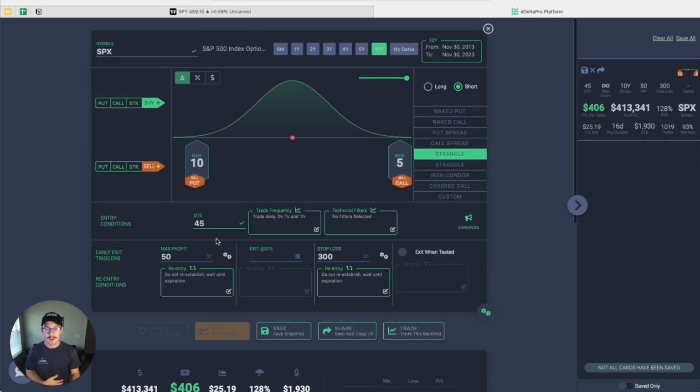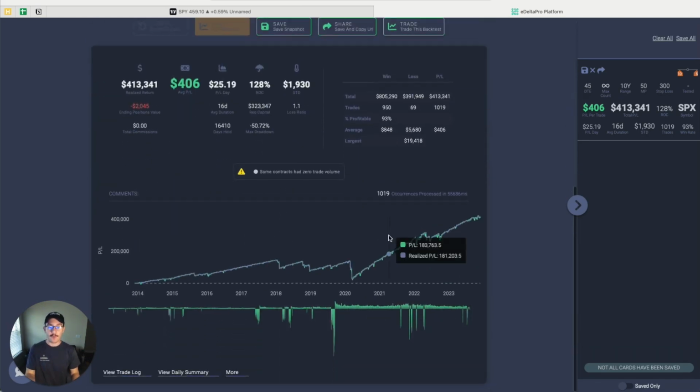We go 45 days out. We have a 50% max profit and we have a 300% max loss. I take these trades on Tuesdays and Thursdays of every week is what I've been doing recently, as I try to put on these trades at least twice a week. And then again, if we look at this, it performs well. You can see here that we have a $400 profit per trade. We have a 93% win rate and a lot of other amazing factors that you can read here.